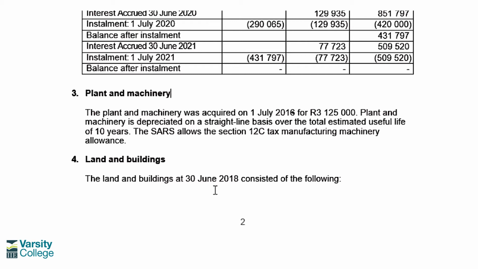The machinery was acquired on 1 July 2016. So in terms of 12C, you would have been granted an allowance of 40% for the 2017 financial year, 20% for the 2018 financial year, and 20% for the 2019 financial year. So at the end of the current year, we will have written off 80% of the cost of this machinery for tax purposes. From a depreciation point of view, we will have done 4 years worth of depreciation by the end of the current year.